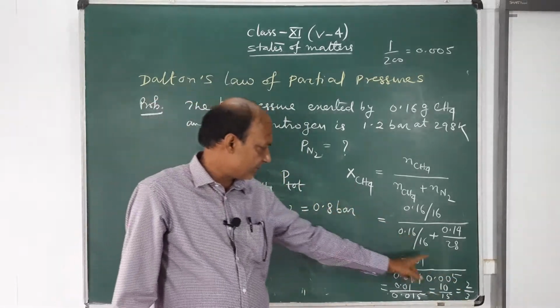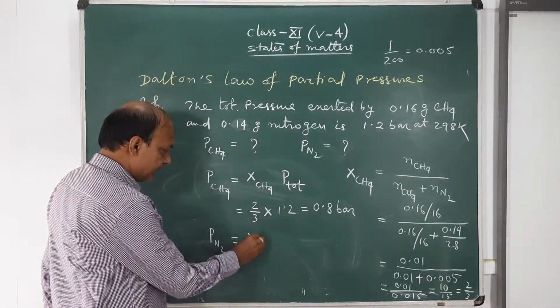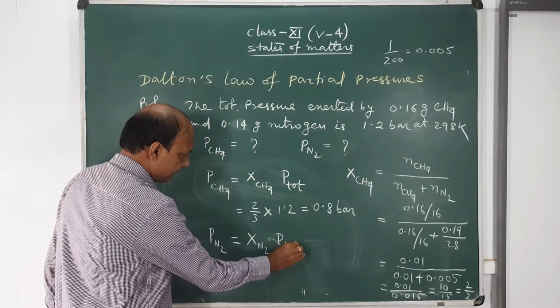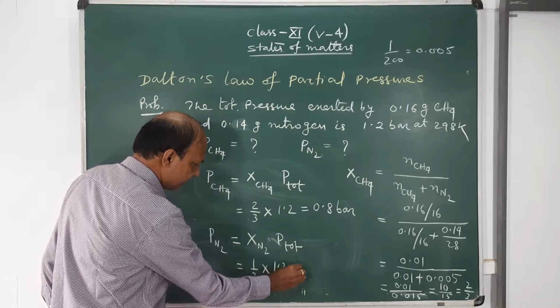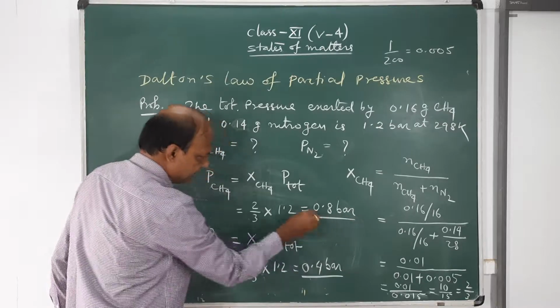The mole fraction of methane is 2 by 3. Therefore the mole fraction of nitrogen will be 1 by 3. The partial pressure of nitrogen is 1 by 3 into P total, so 1 by 3 into 1.2, this is equal to 0.4 bar. So, these are the answers.